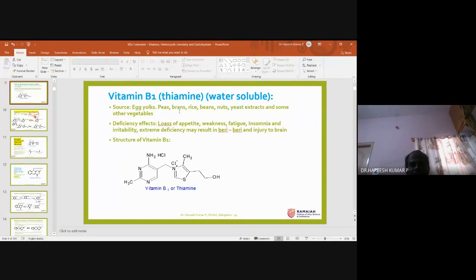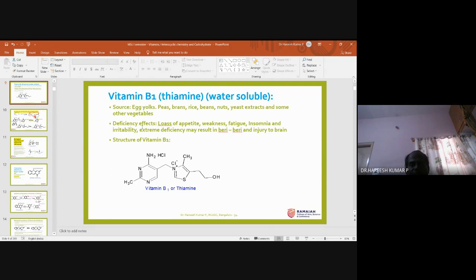If we are looking into the source, it is present in eggs, peas, rice, bran, beans, and nuts. It is also present in yeast extracts and some other vegetables.